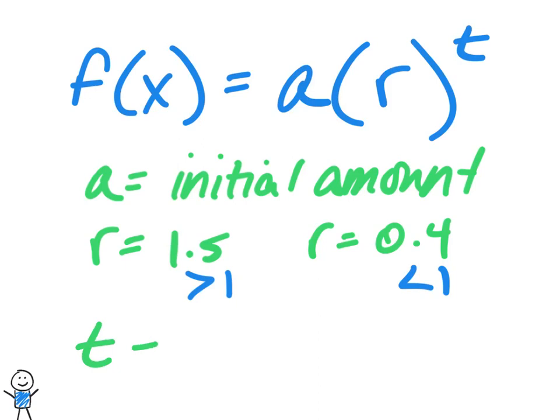And of course, the t represents the amount of time that we're looking at. Did our initial amount grow at 1.5% for 10 years, so to speak? So these are the different parts of the exponential formula. Now let's take a closer look at some examples with real numbers and see if we can figure them out.